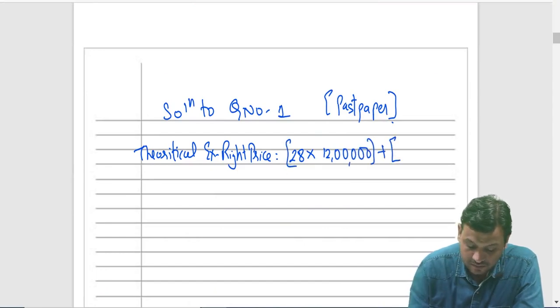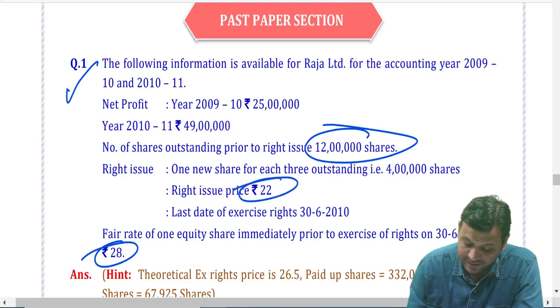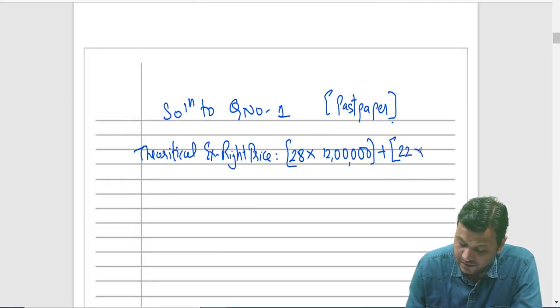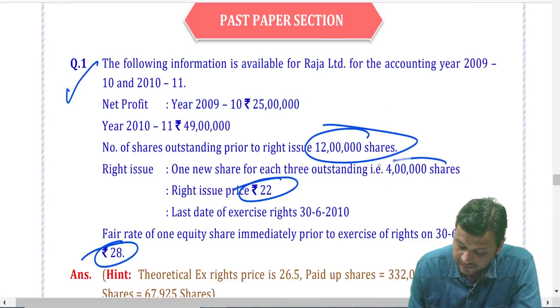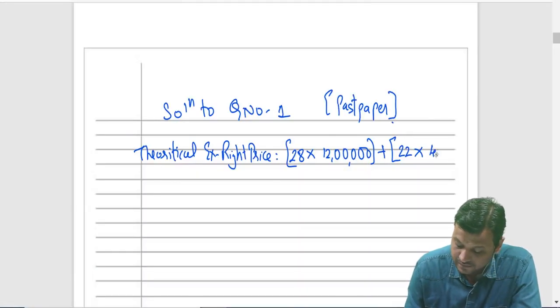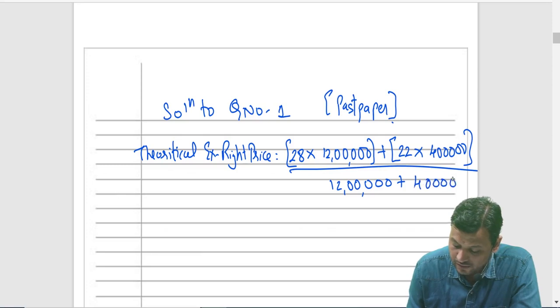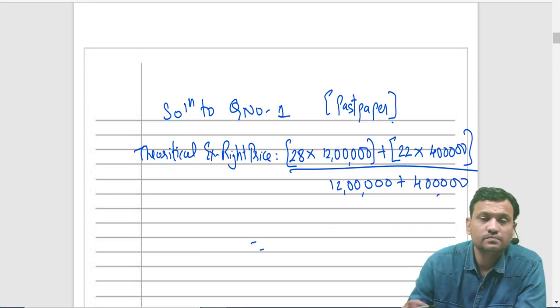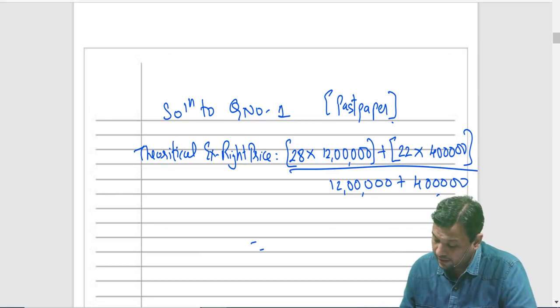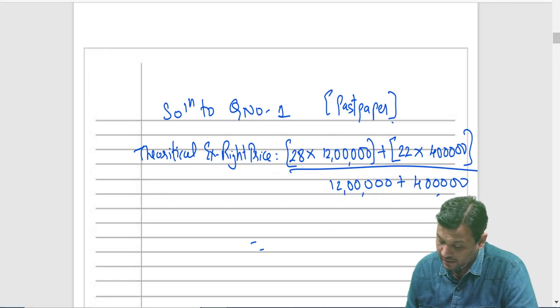Plus rights issue 22, exercise price, into number of shares, 4 lakhs. The whole divided by 12 plus 4. So if you look properly, 28 into 12 lakhs and 22 into 4 lakhs.